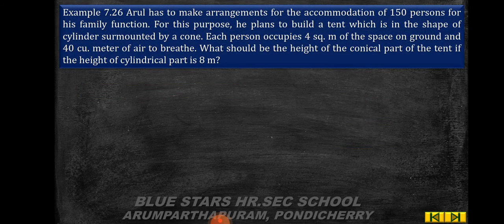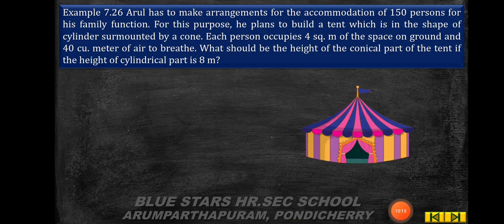Next one is example 7.26. Arul has to make arrangement for the accommodation of 150 person for his family function. For this purpose, he plans to build a tent which is in the shape of a cylinder surmounted by a cone. So each person occupies 4 square meter of the space of a ground and 40 cubic meter of air to breathe. What should be the height of a conical part of the tent if the height of the cylindrical part is 8 meter?